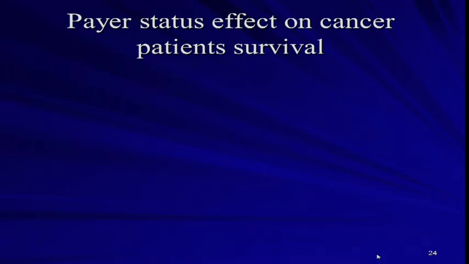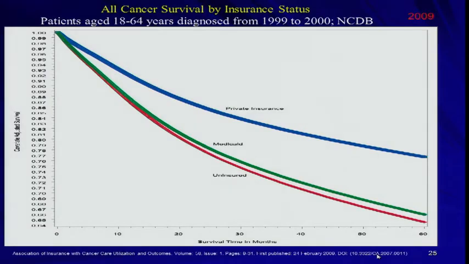Okay. Then, so how about this insurance? Does it really have an effect on the patient's survival or not? In 2009, I read a paper in Cancer. The author, at that time, worked at ACS, the American Cancer Society. He used the National Cancer Database to analyze. You can see privately insured patients' survival is much better than Medicaid and uninsured. This is only 5-year survival, since at that time the National Cancer Database only provided follow-up data for 5 years. So they used 5-year survival.